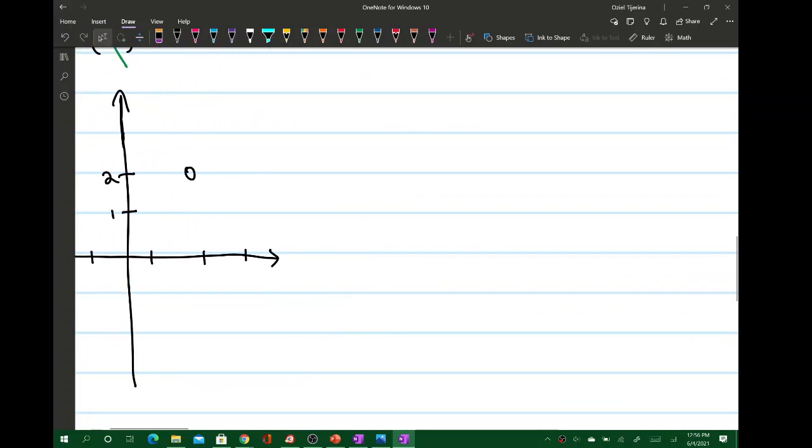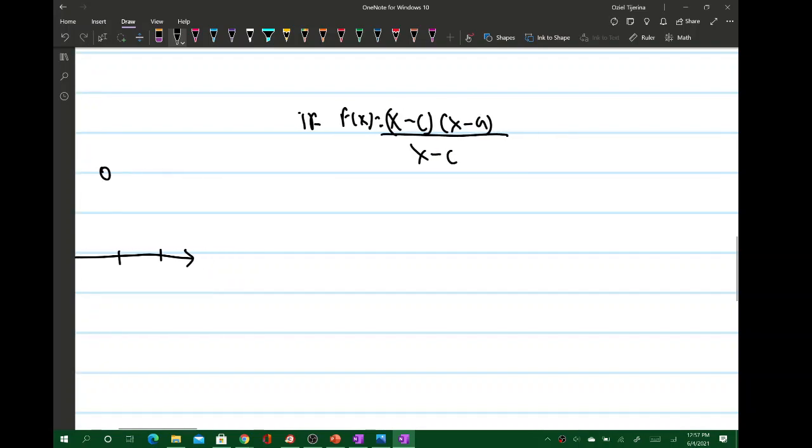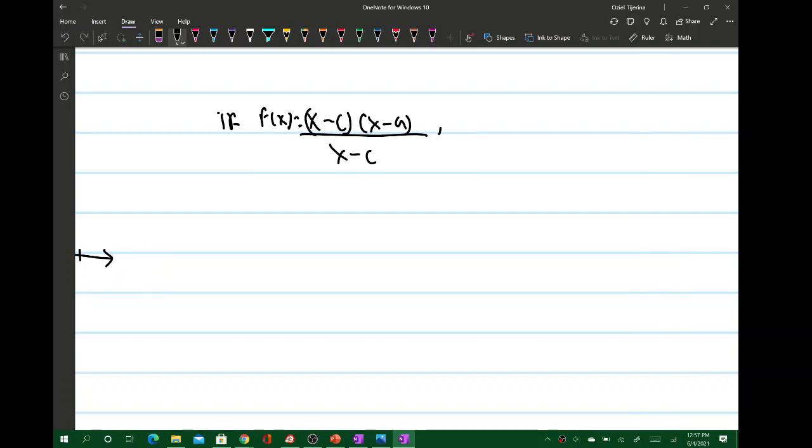So for example, if f of x equals (x minus c) times (x minus a) over (x minus c), then f of x equals x minus a such that x does not equal c. Okay, does that make sense?